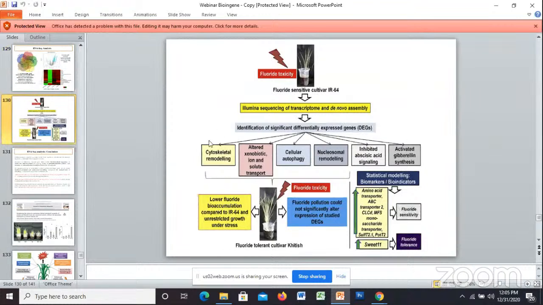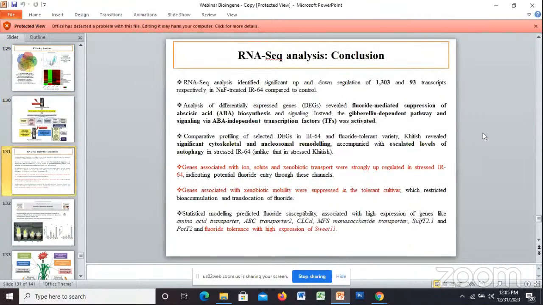And we showed that some of the genes which belong to these families are very important, like cytoskeletal remodeling, altered xenobiotics, cellular autophagy, nucleosomal remodeling, inhibited abscisic acid, activated gibberellic acid. So now we can try to find out which genes among each of these groups can confer considerable fluoride tolerance or fluoride protection. So we now have quite a large number of genes in our hand, so that we can go for the transgenic approach to generate fluoride tolerance.